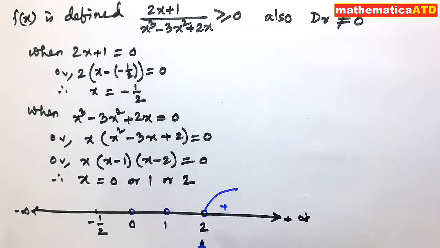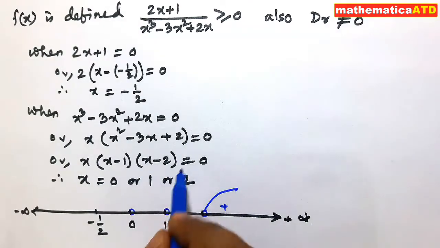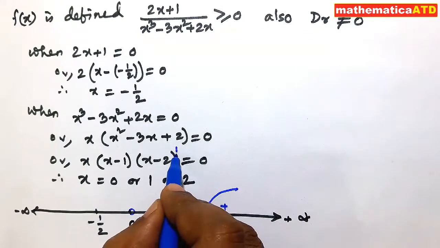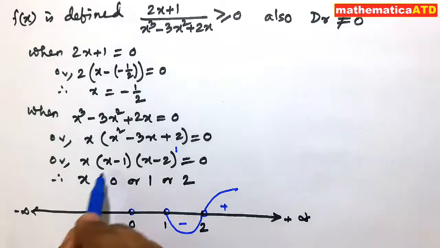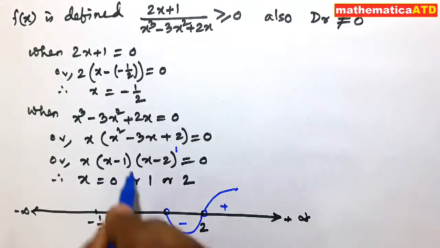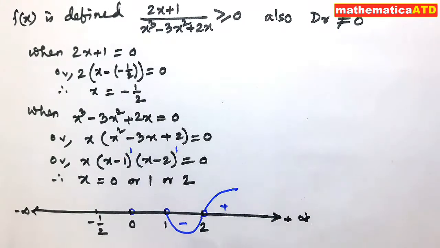Now friends, on the right side of 2, we take positive sign. So at the critical point 2, we find that the factor is x − 2 and its power is 1. 1 is an odd number, so we shall change the sign. So this is negative sign. At the critical point 1, the factor is x − 1 and its power is 1. So again 1 is an odd number. For this we change the sign.